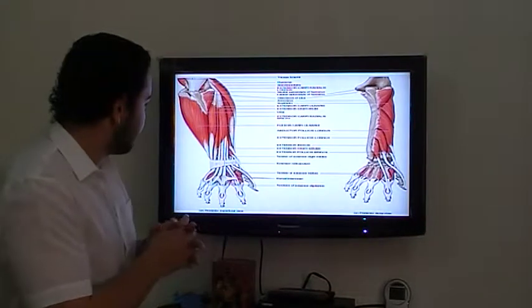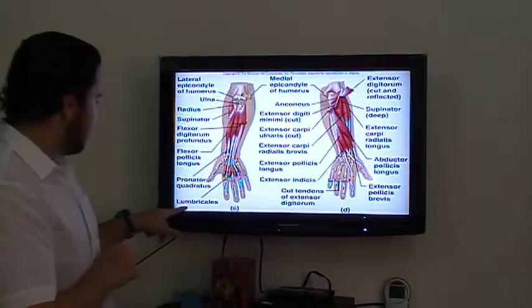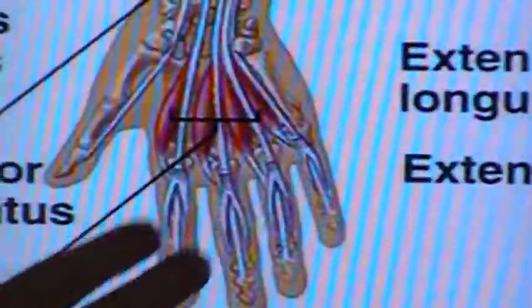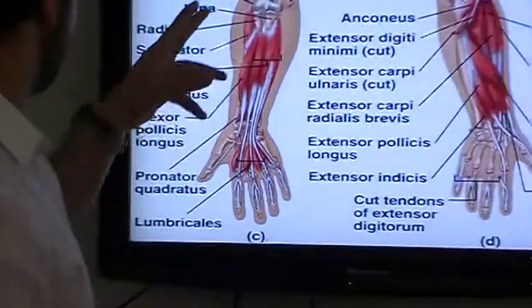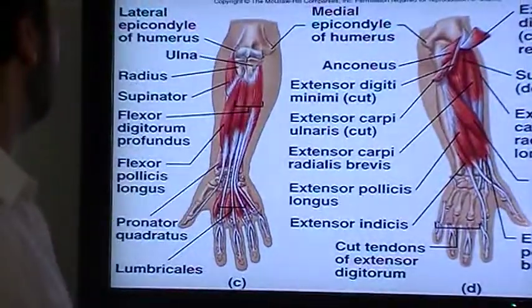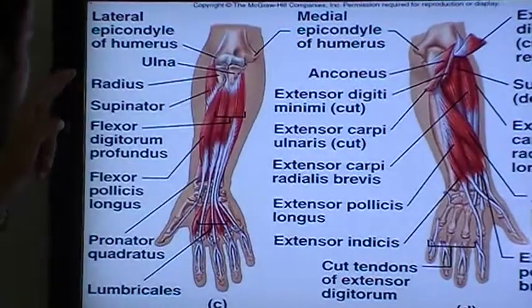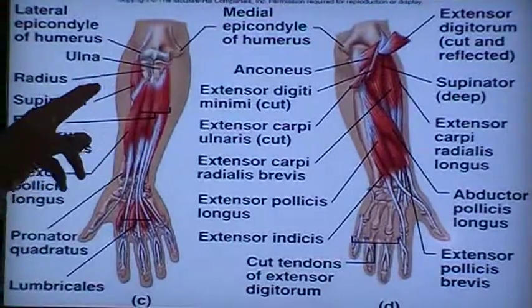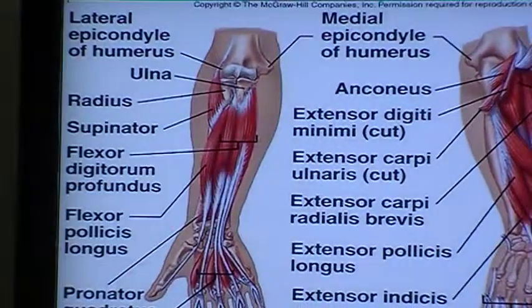Now coming to the next slide. As you see in here, these are called lumbricals. We have four lumbricals in the palm. These are the deep muscles of the flexor compartment. So we have the supinator, or is this the extensor compartment? No, this is the flexor compartment. We have the supinator muscle, so it supinates the hand.